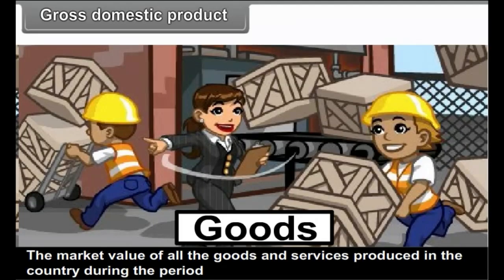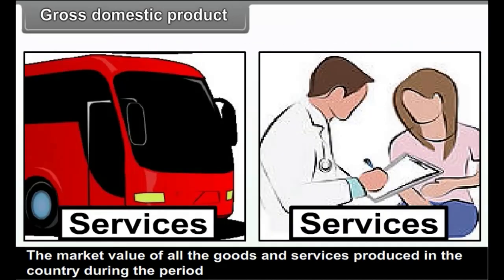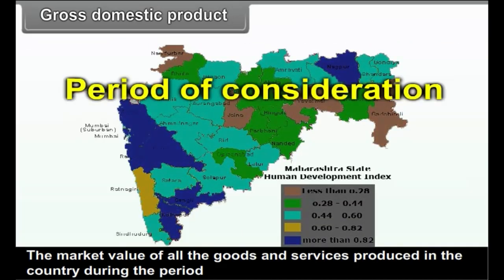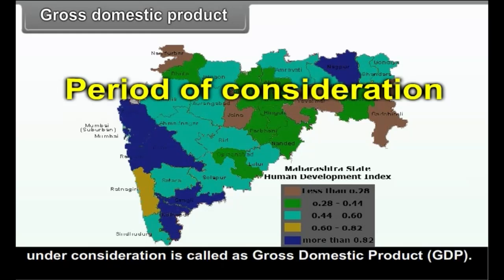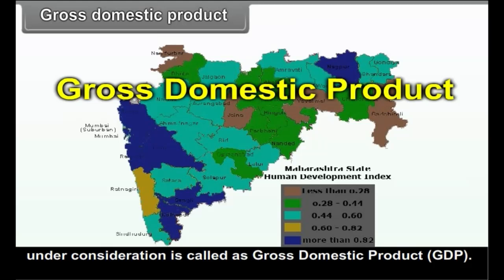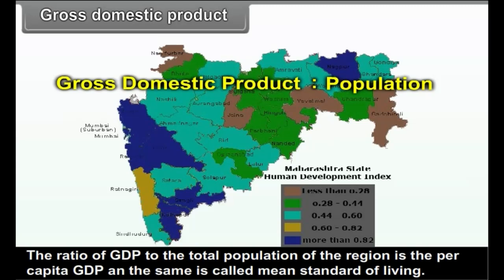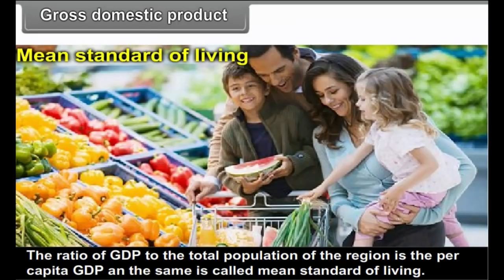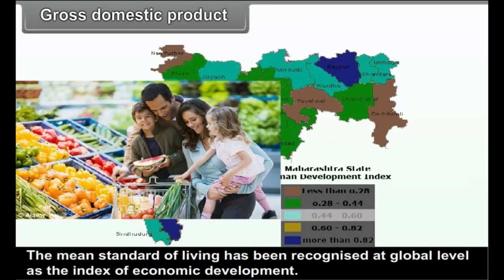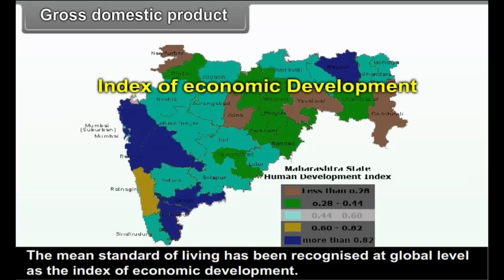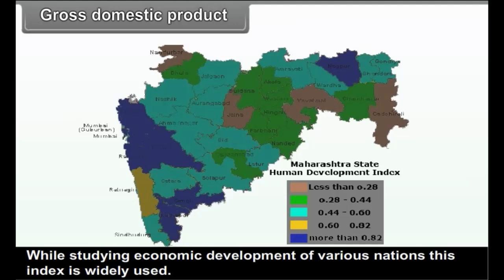Gross Domestic Product, GDP. The market value of all the goods and services produced in the country during the period under consideration is called as Gross Domestic Product, GDP. The ratio of GDP to the total population of the region is the per capita GDP, and the same is called mean standard of living. The mean standard of living has been recognized at global level as the index of economic development. While studying economic development of various nations, this index is widely used.